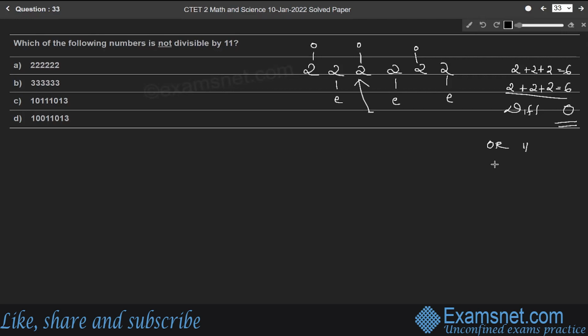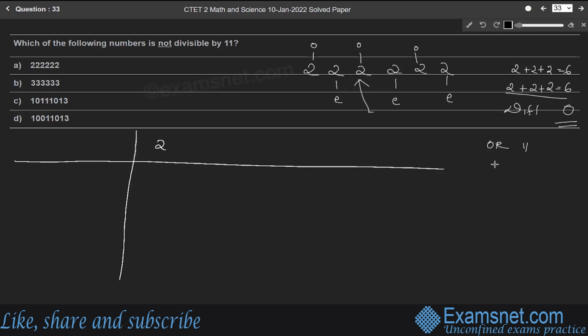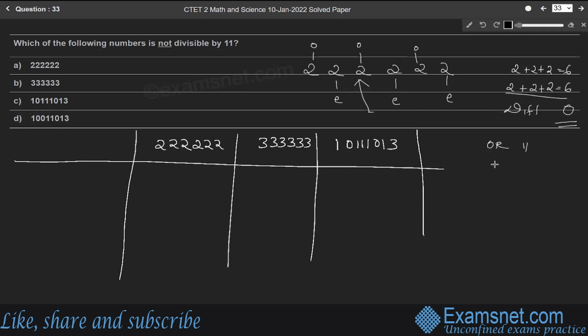So, let us make a table for the given numbers. So, here the numbers are 2, 2, 2, 2, 2, 2, and the second number 3, 3, 3, 3, 3, 3. Third number 1, 0, 1, 1, 1, 0, 1, 3. And the fourth number 1, 0, 0, 1, 1, 0, 1, 3. Right?